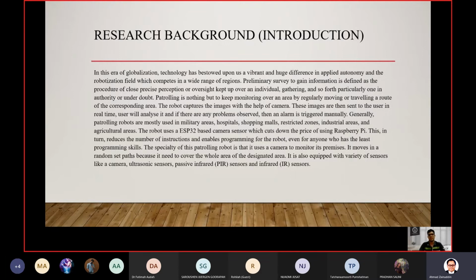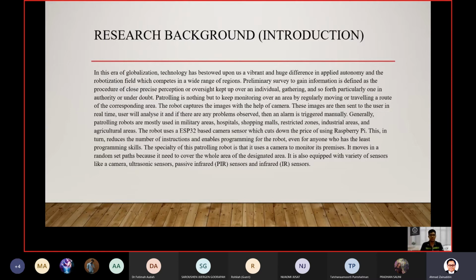Preliminary survey to gain information is defined as the procedure of close, precise perception or oversight kept up over an individual, gathering, and so forth, particularly one in authority or under doubt. Patrolling, however, is nothing but to keep monitoring over an area by regularly moving or traveling a route of the corresponding area. So what the robot does is it captures the images with the help of a camera.